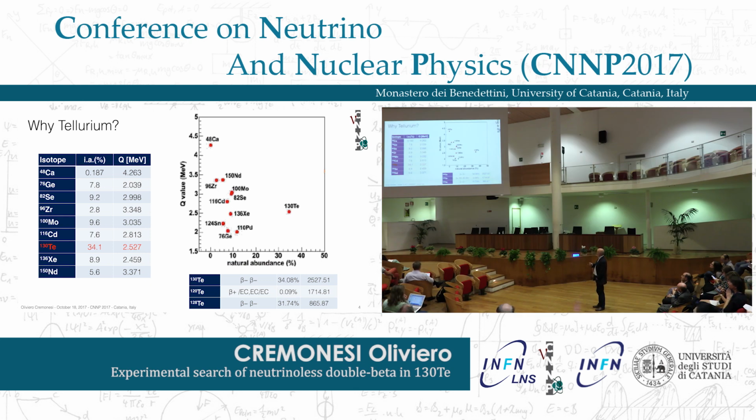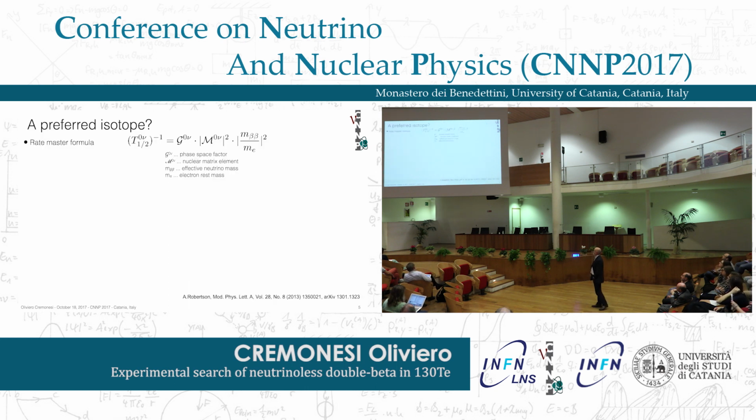Let me also remind that tellurium has different isotopes. In particular, we are focusing on tellurium 130 because of these peculiarities, but there is also 120, which is a double beta plus or electron capture decaying nucleus, and tellurium 128. One of the ongoing discussions was if there is a golden isotope. I do not know if we have now a final answer from theorists.